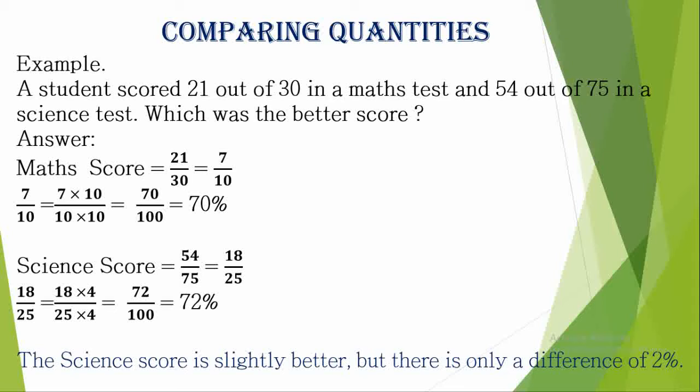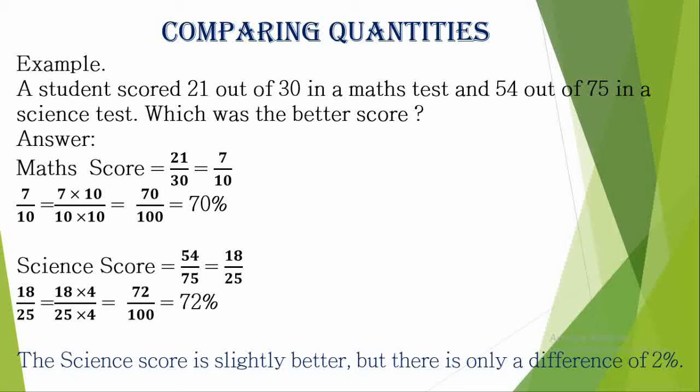Now see the denominator. In the denominator we want 100. Which number multiplied by 25 will give 100? It's 4. So multiply numerator and denominator, 18 and 25, by 4. So 18 multiplied by 4 upon 25 multiplied by 4 is equal to 72 upon 100, which is 72%.